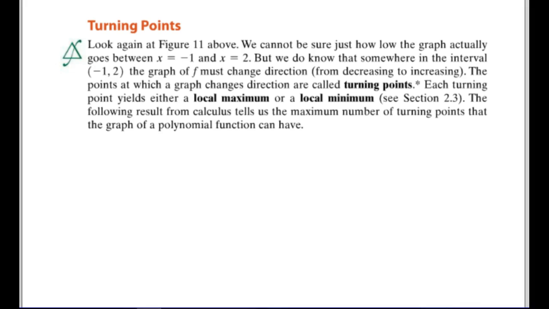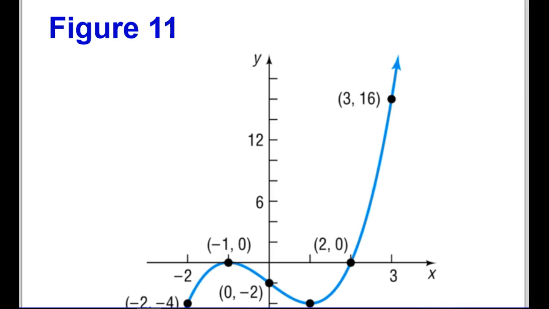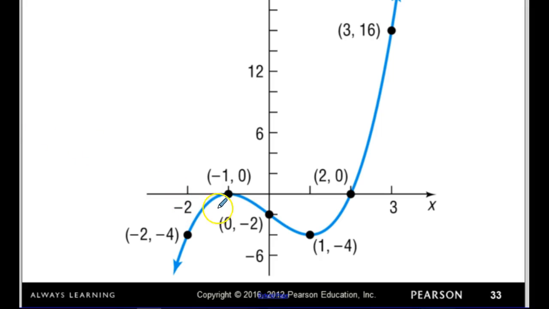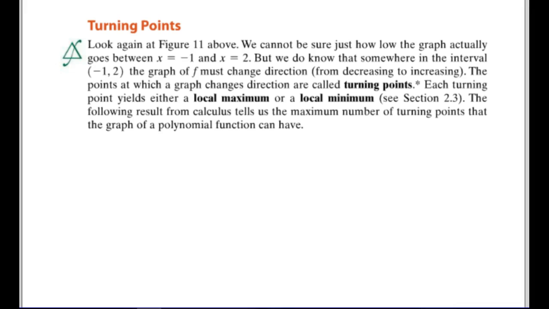Then we have these other things called turning points. In this graph, you can see I don't only touch my x-axis, I have right here what would be considered a turning point, because I'm changing direction in my graph. Sometimes we don't know exactly how low or how high the graph goes between those points, but I do know that it changes direction. This is where my local maximums and local minimums come into play, and we dealt with these in chapter 2. We're going to be using some technology to help us find these turning points.